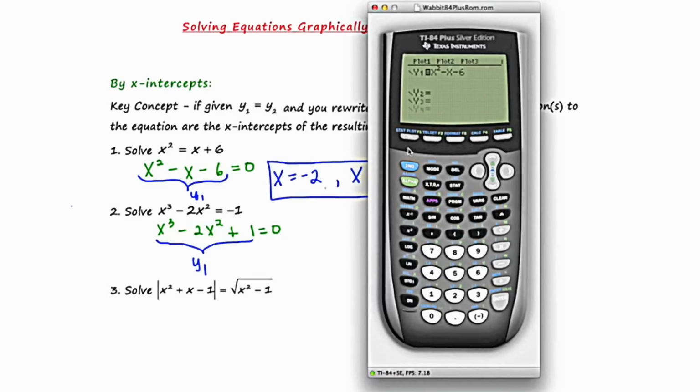I'm going to go to the y equals screen. I'll clear out example 1, and I'll enter example 2, which will be x cubed. There are two ways to get cubed. You could use the caret, followed by a 3, or the math menu, option 3 is cubed. x cubed minus 2x squared plus 1.